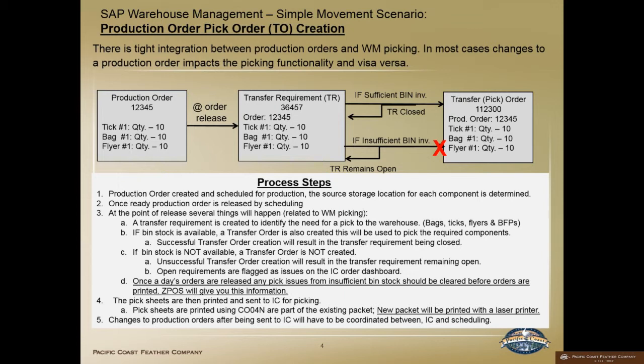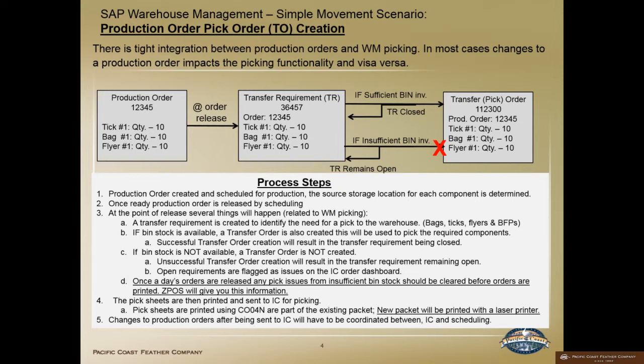When we print our production orders, the packets will be the same as they always have, except you will have your WM pick list at the end. The pick lists are generated using CO4N as they are now, but the new packets are printed on the laser printer. They won't be printed on the 3-part paper printer, because that 3-part paper, 4-part paper doesn't support the healthy printing of barcodes on your second, third, and fourth sheets.